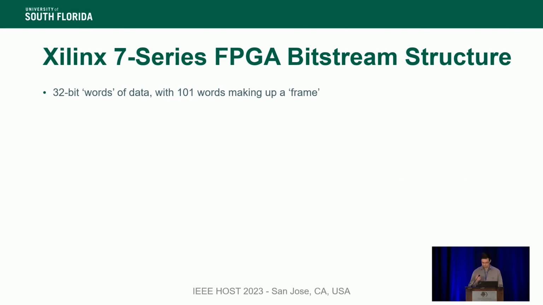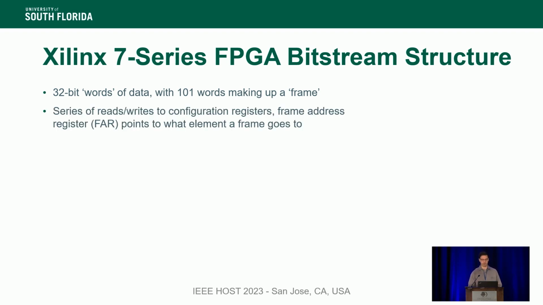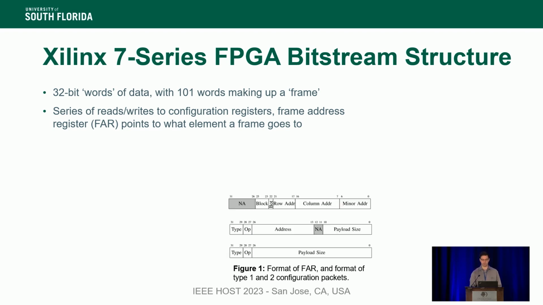So just to give some high-level overview about the Xilinx 7 series FPGA bitstream, it consists of 32-bit words of data with 101 words making up what's called a configuration frame. And the configuration process consists of a series of reads and writes to configuration registers. In particular, the frame address register points to which element a frame goes to.